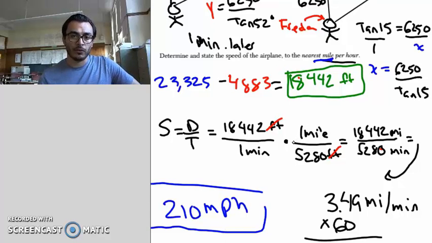So the tough part, I guess, for some students is the conversion. First I convert it to miles per minute, and then I just multiply by 60 to get it into miles per hour. All right, I hope this helps.